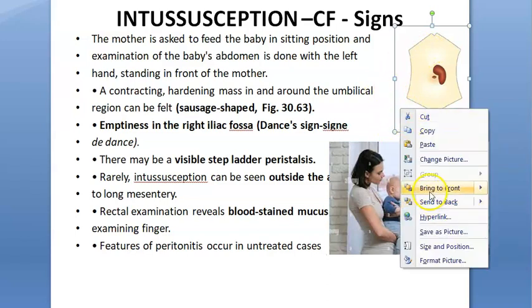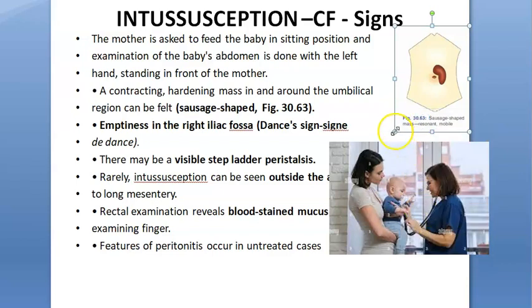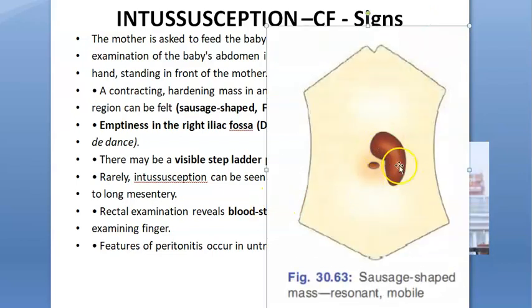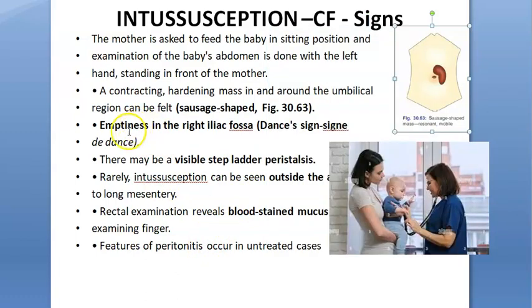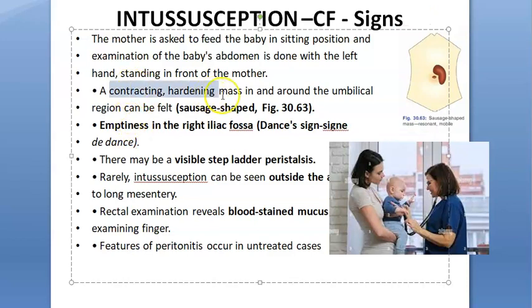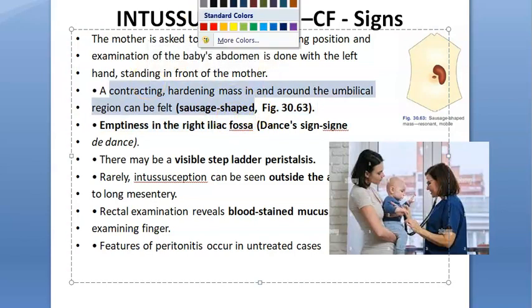Please look at this image here. You will feel a sausage shaped mass around the umbilical region. It is resonant because it has air, it's mobile, it can move freely. So you will feel a contracting hard mass around the umbilicus. It is sausage shaped. Very important to write this in the exam, right?